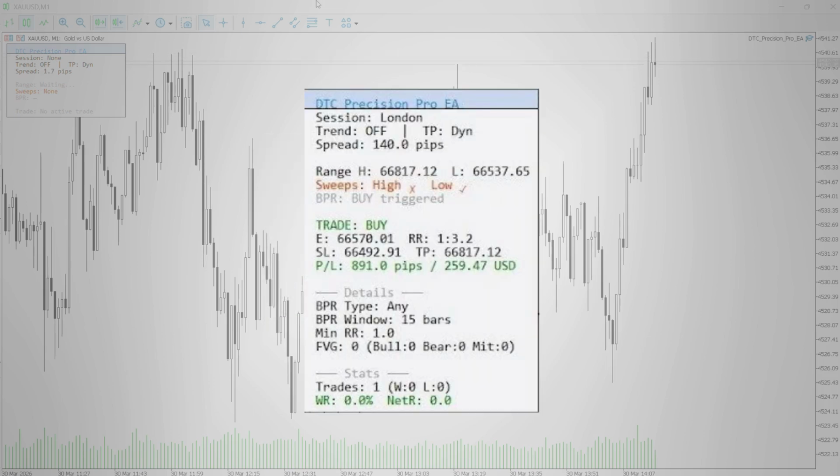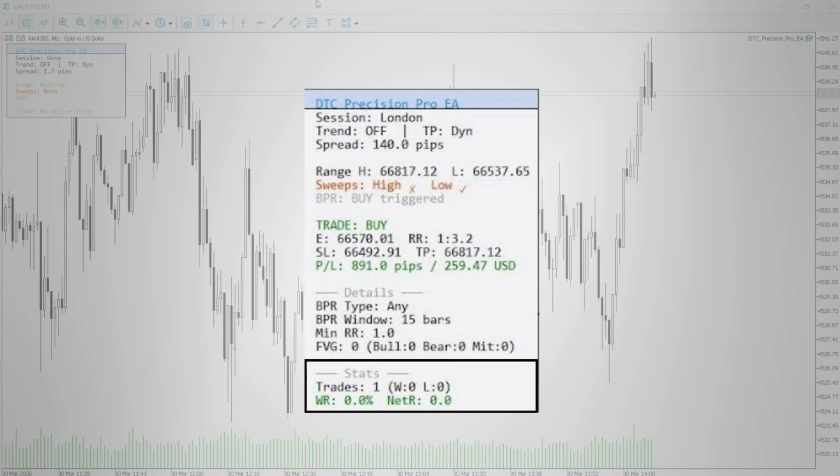Switch to full mode and you get 2 extra sections. The details section shows your BPR type, the BPR window in bars, your minimum R to R setting, and how many FVGs have been detected. The stats section tracks your trades, win rate, and net R for the session.